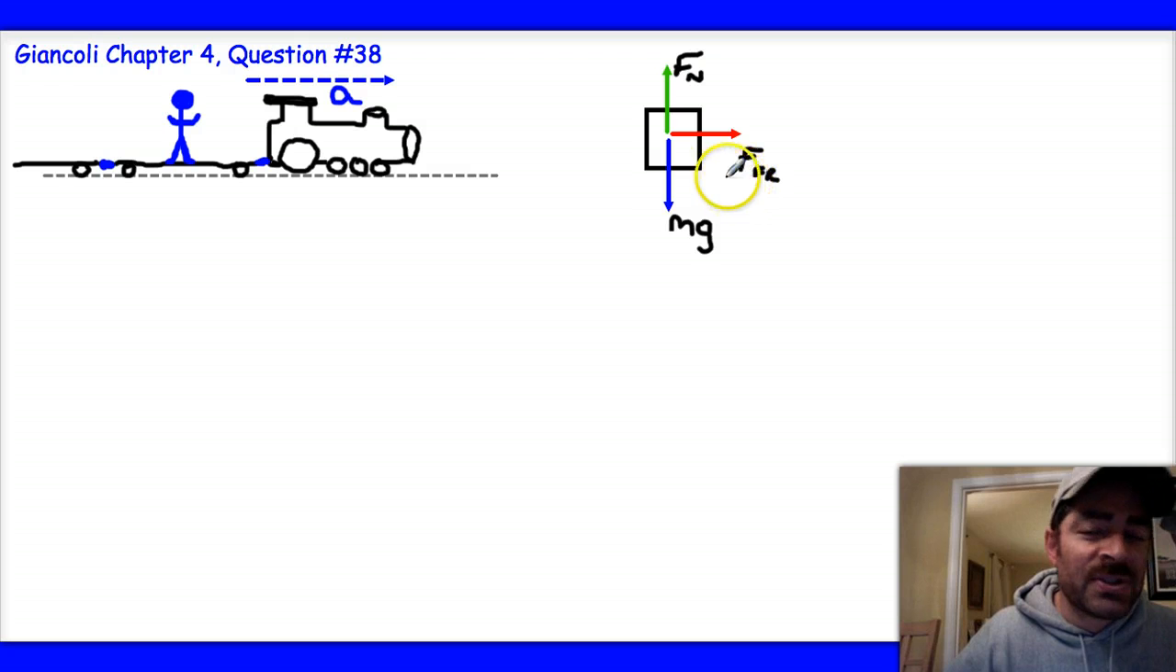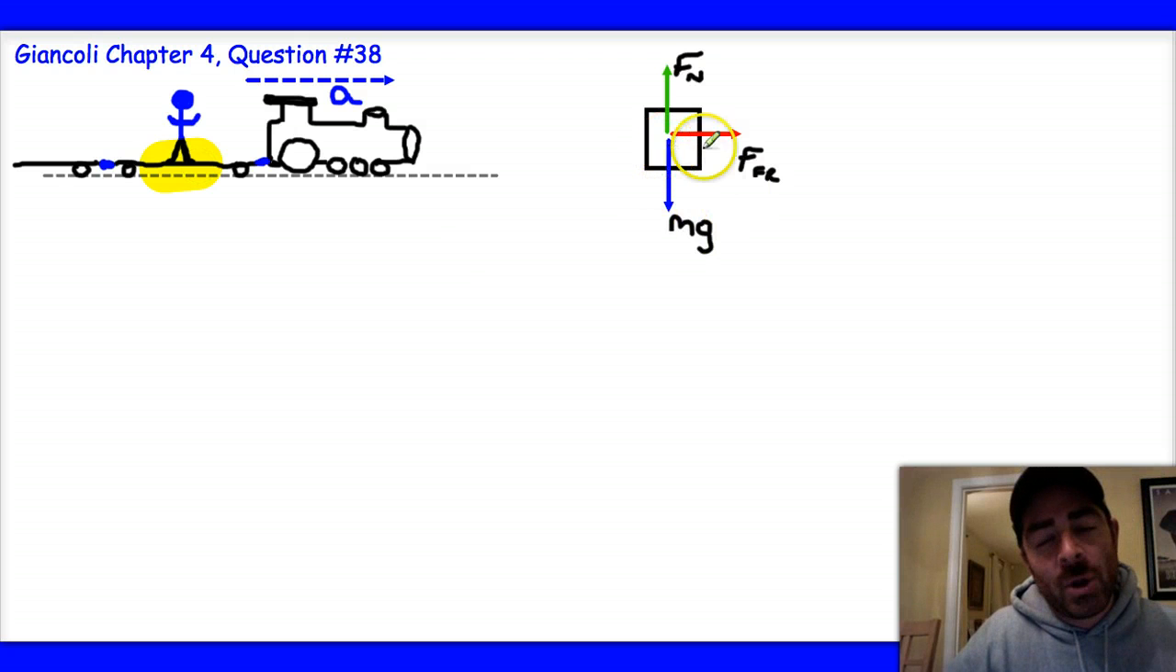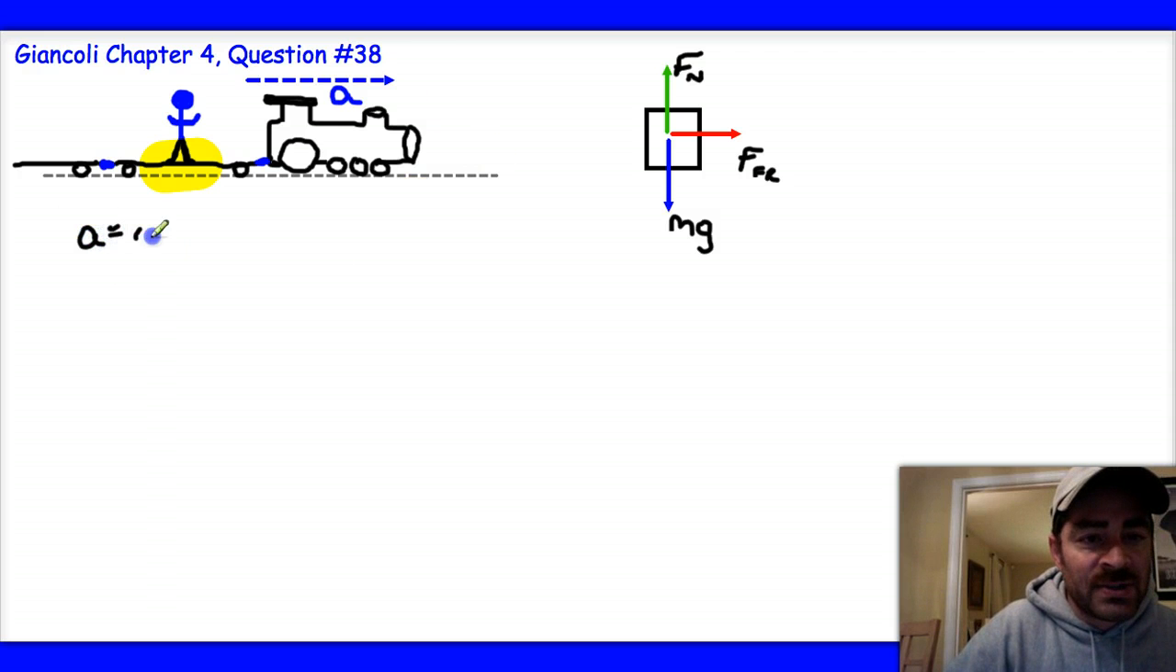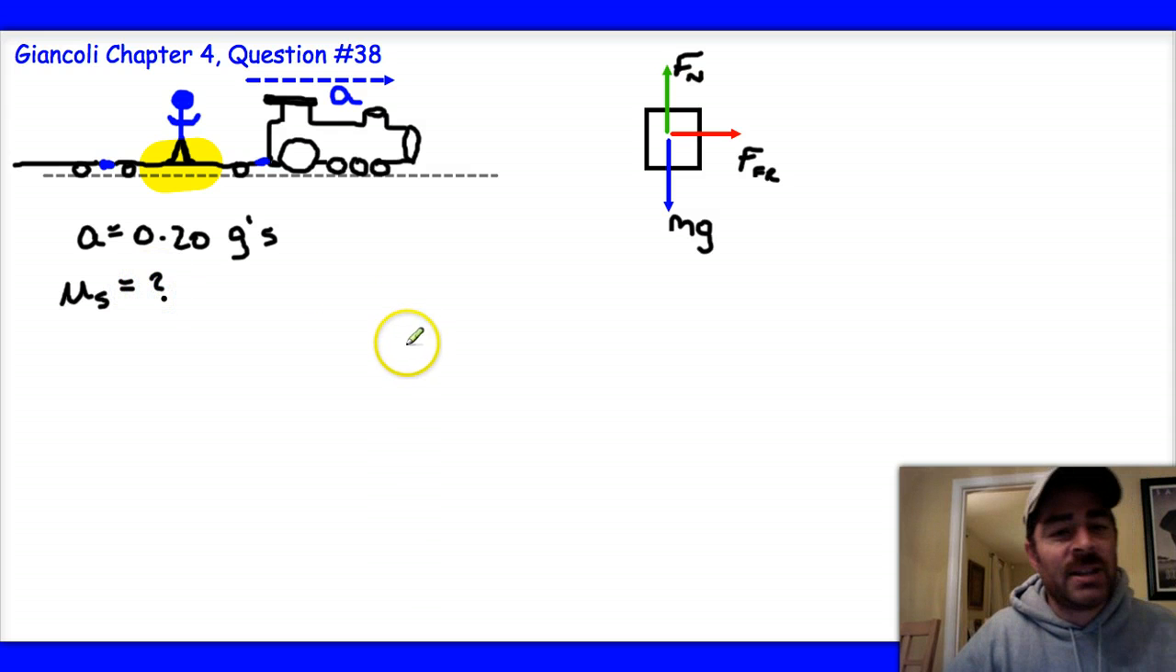So there are three forces acting here, and it's that frictional force over here between your feet and the ground that's ultimately producing a net force, which is going to accelerate you hopefully at the requisite 0.20 g's. And so the question is asking, what's this static coefficient of friction between your feet and the floor?